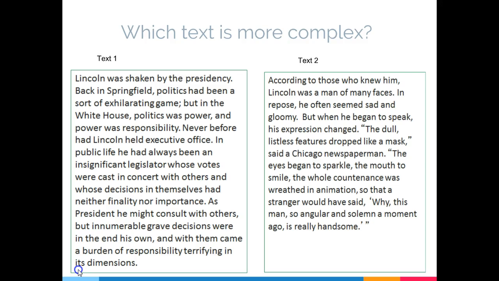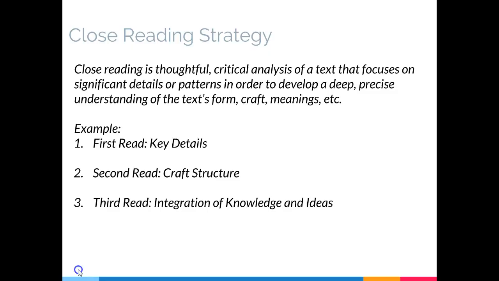We're going to dive into some of the resources here in a little bit, but Appendix B is going to be huge support for you in those team meetings. So here's a strategy, and some of you probably know it, some of you may not. Google it, get more information because it's a great one. So close reading is thoughtful, critical analysis of a text that focuses on significant details or patterns in order to develop deep, precise understanding of the text's form, craft, and meanings.